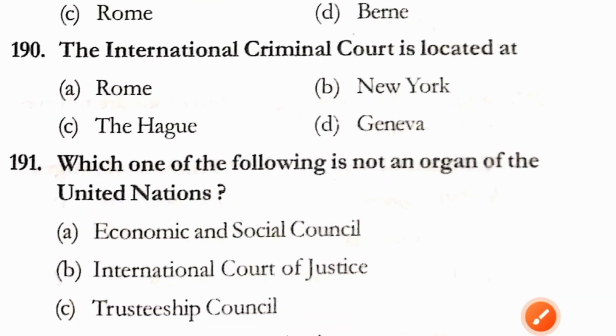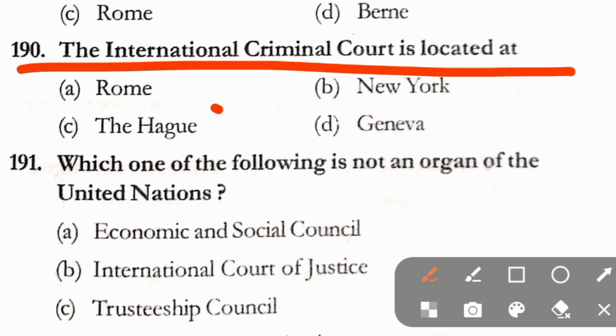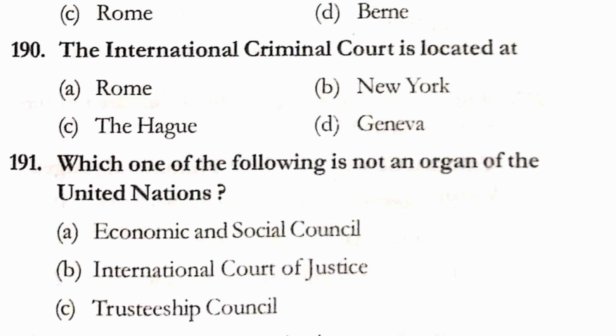Question number 190. The International Criminal Court is located at Rome, New York, The Hague, or Geneva. Here correct answer is option C, Hague.